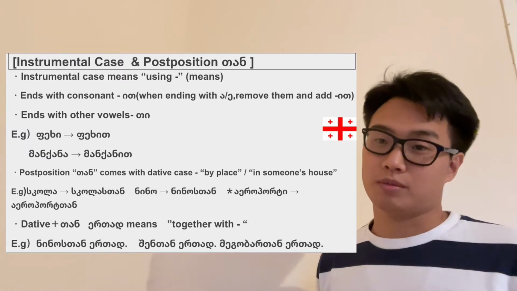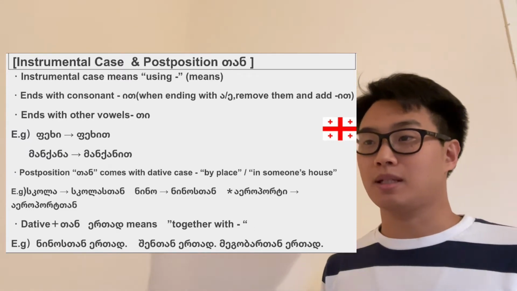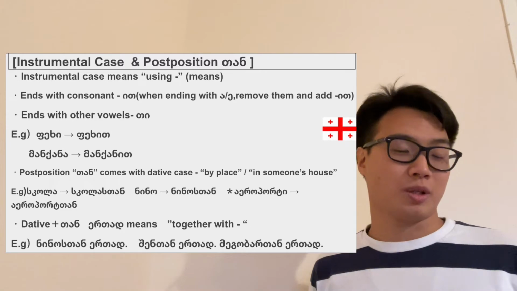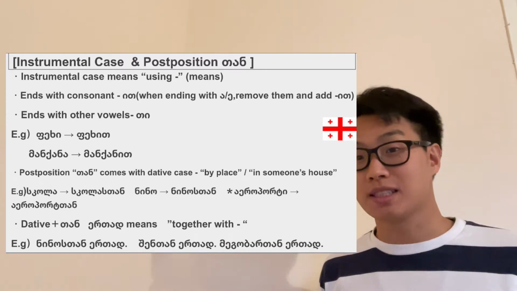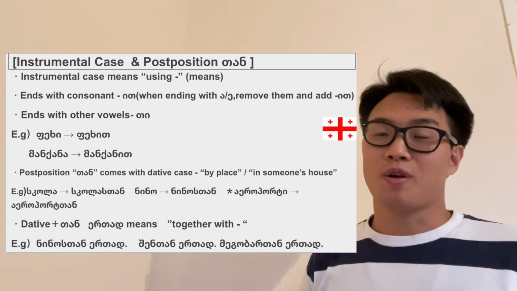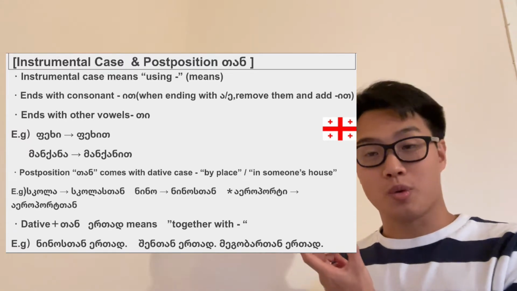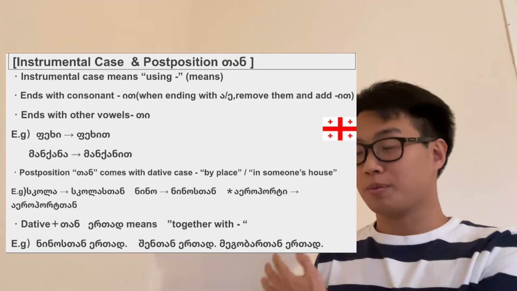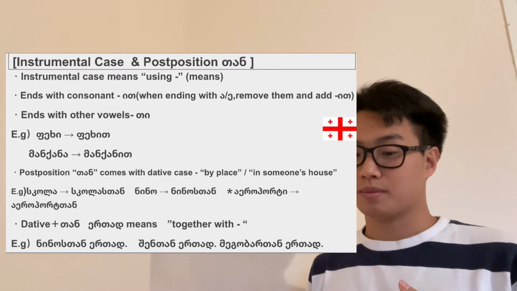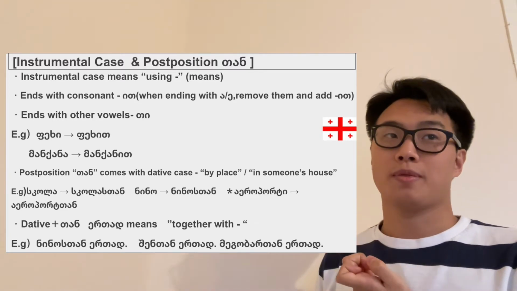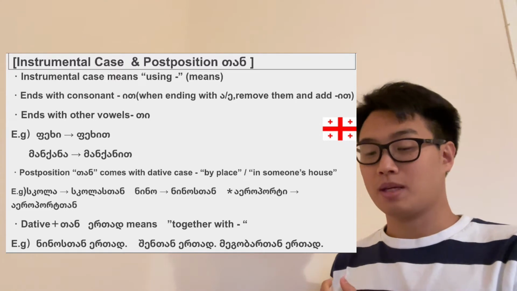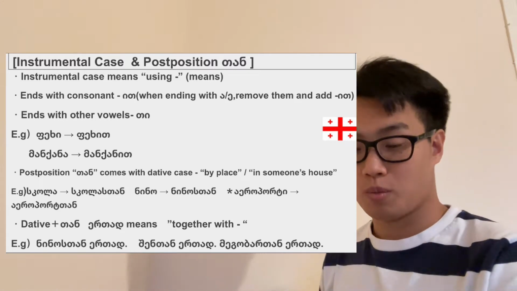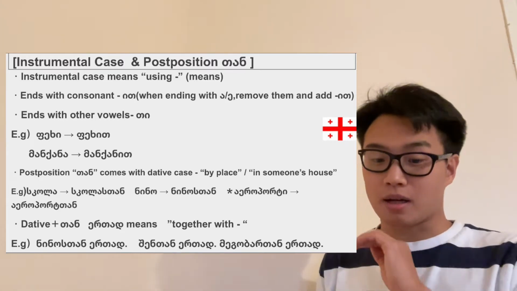Tan usually or always demands the dative case, like mankanas, tsigns, dative case, right? We've learned that before. So it requires the dative case, and it means close to the place, by the place. Or if we use the word with a person's name, it can refer to somebody's home, somebody's house or something. Let's take a look at the examples here.